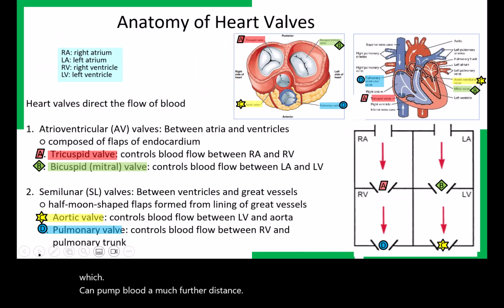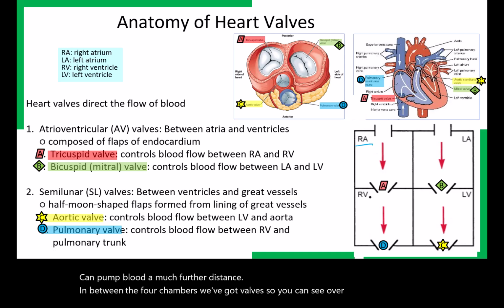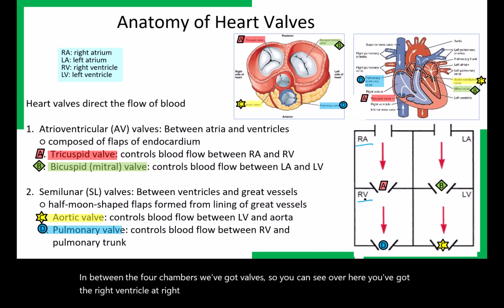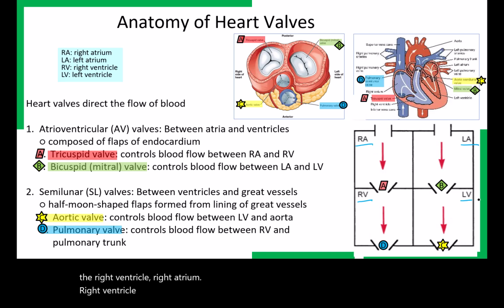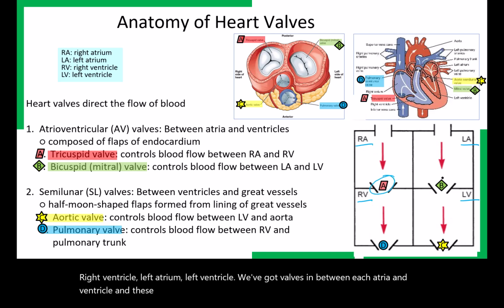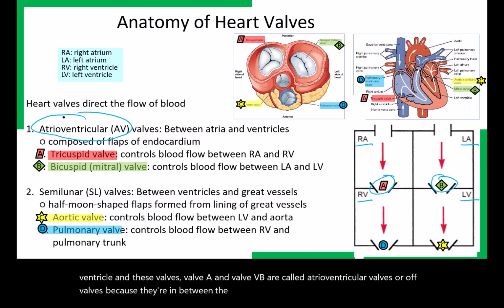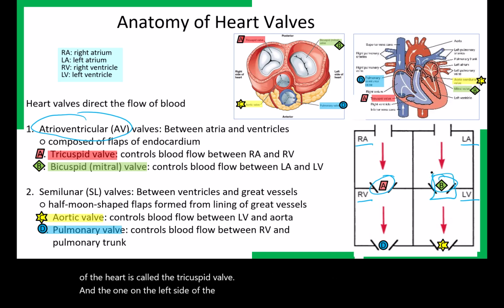In between the four chambers, we've got valves. So you can see over here, you've got the right atrium, right ventricle, left atrium, left ventricle. We've got valves in between each atrium and ventricle. These valves, valve A and valve B, are called atrioventricular valves, or AV valves, because they're in between the atria and the ventricles. The one on the right side of the heart is called the tricuspid valve, and the one on the left side of the heart is called the bicuspid valve. The bi and the tri refer to the number of flaps.